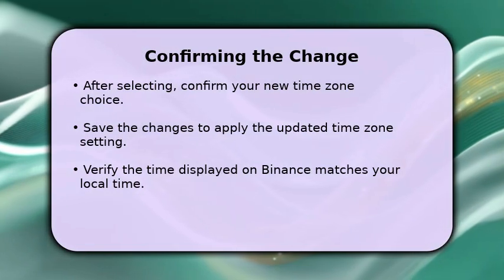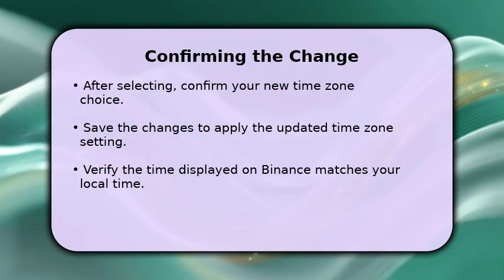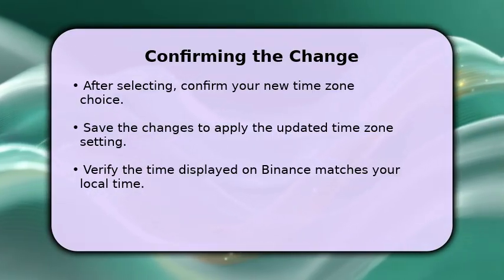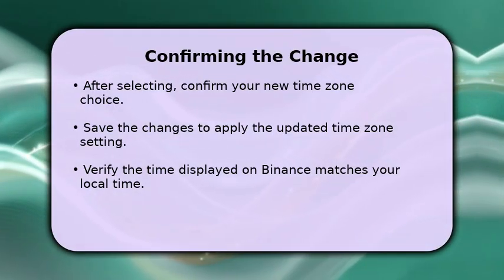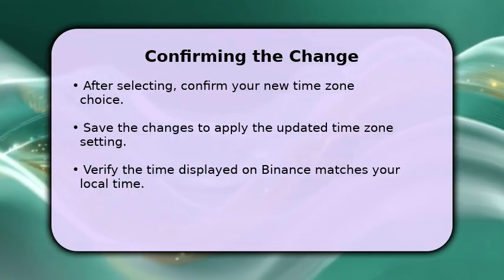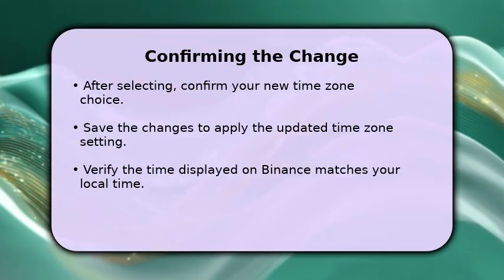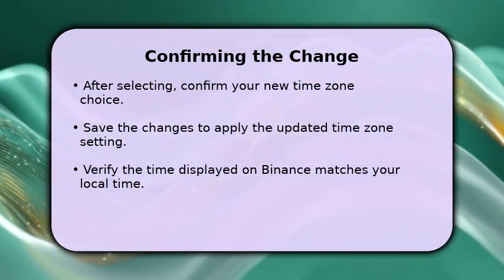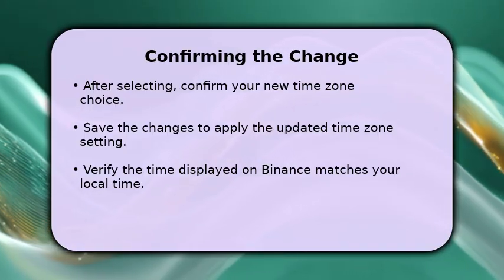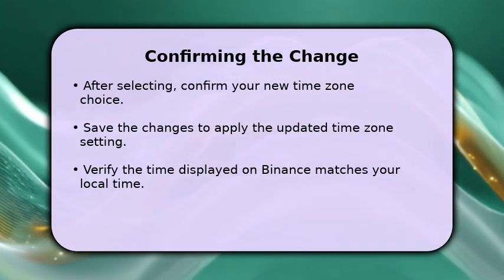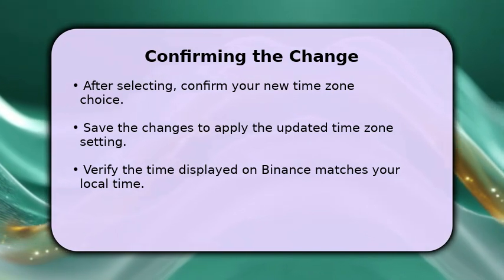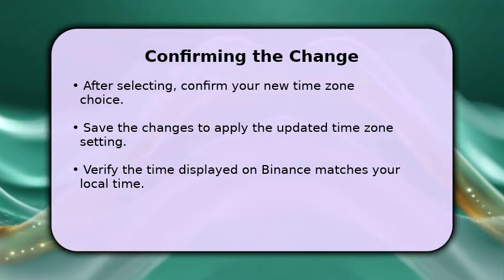Once you have selected your preferred time zone, make sure to confirm your choice. There's usually a Save or Confirm button to apply the changes. After saving, it's a good practice to verify that the time displayed on your Binance platform now accurately matches your local time. This small adjustment helps ensure precise tracking of your trades and activities.